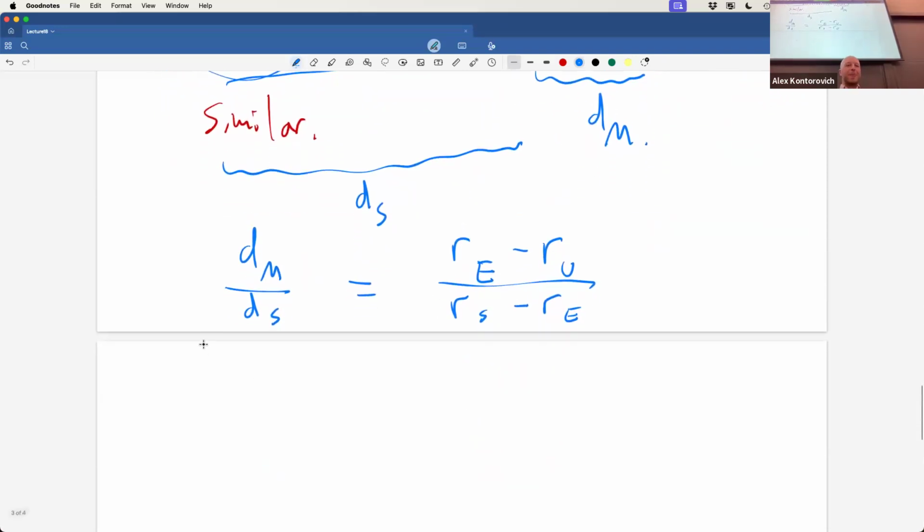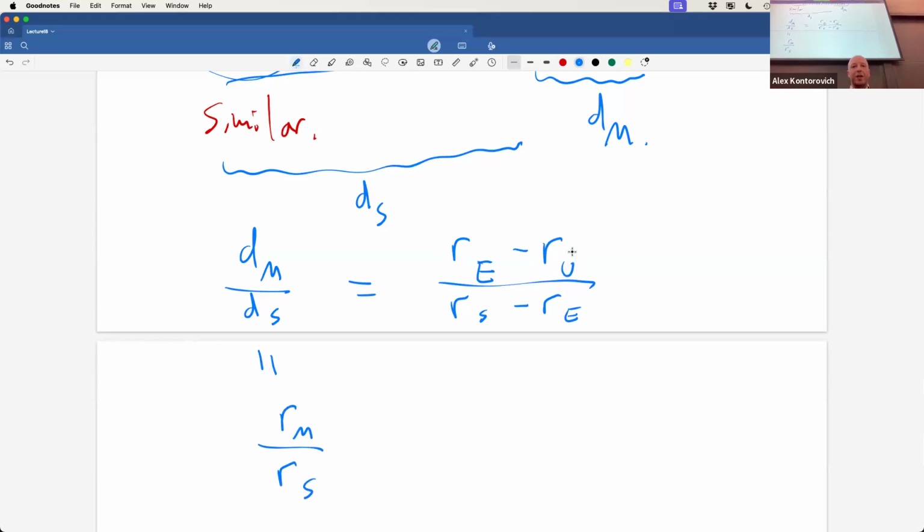Okay, we're almost there. Distance to the moon divided by the distance to the sun, because of solar eclipses, is the same as the diameter of the moon to the sun, which is the same as the radius of the moon to the radius of the sun. Right? These are all in proportion. So this is the same as the radius of the moon divided by the radius of the sun. So now everything is in terms of radii.